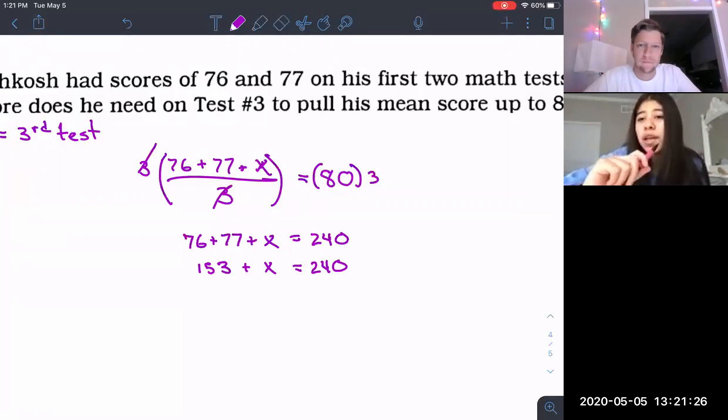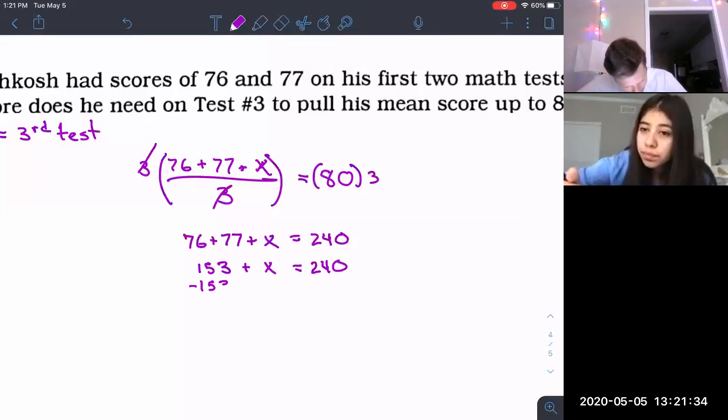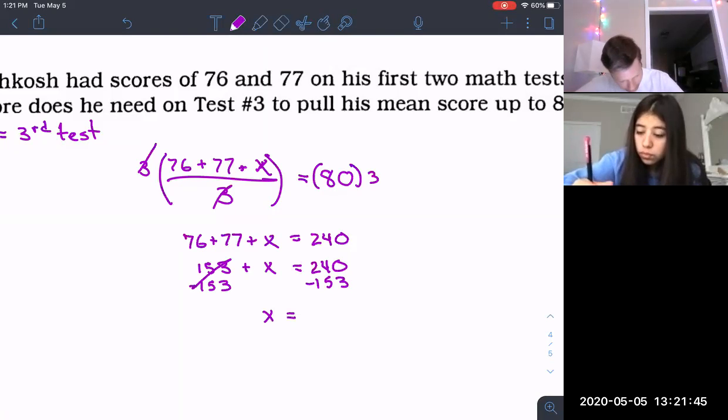You would divide? Not quite. Remember, do the opposite. What operation is it? We want to subtract. It's a positive 153. We want to turn it into a 0, or in other words, it's being added to X, so we want to do the opposite. So that's going to give us a 0 here. Subtract 153 from the other side to keep it balanced, and that should give us the test score that we need to bring our average up to an 80.